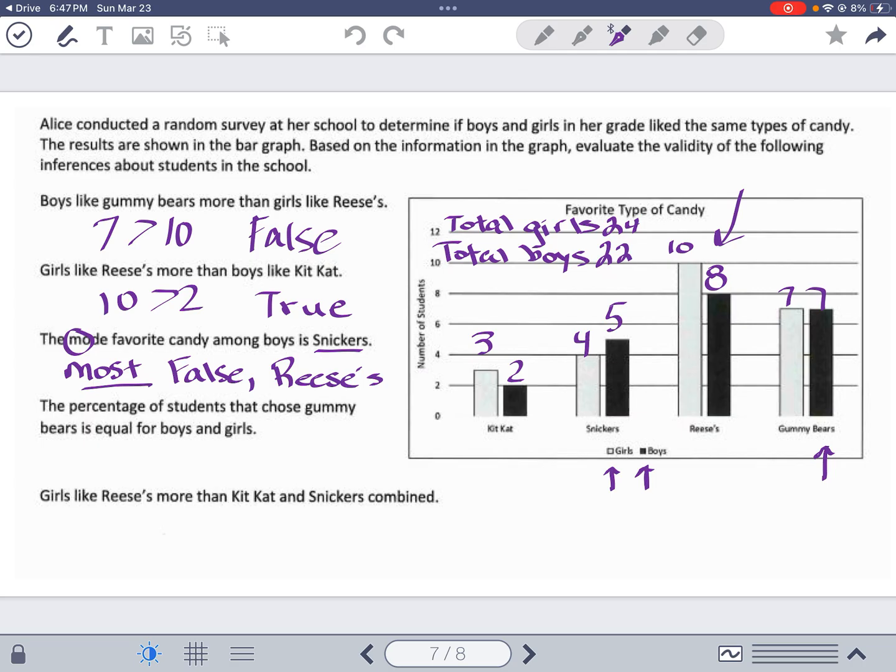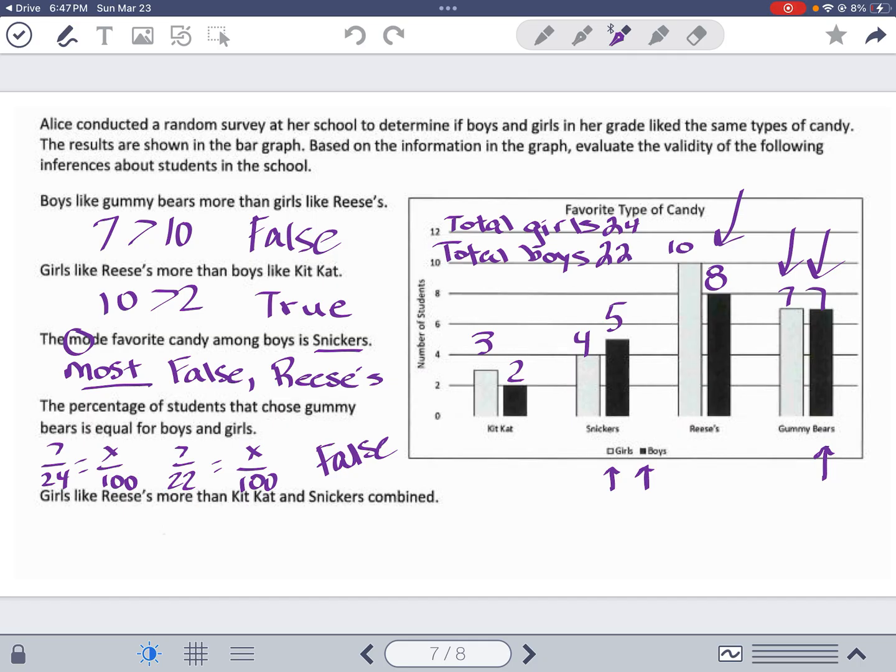The percentage of students that chose gummy bears is equal for boys and girls. All right, so we're looking at gummy bears. Our first instinct, okay, 7 is equal to 7. However, that's not how you find the percentage. If I was looking at the percentage, I would have to take 7 out of 24 for the girls, x over 100, because that's how we find percent. And for the boys, I would do 7 out of 22 equals x over 100. Well, we know those aren't equal, so this one is false. They do not have the same percentage.